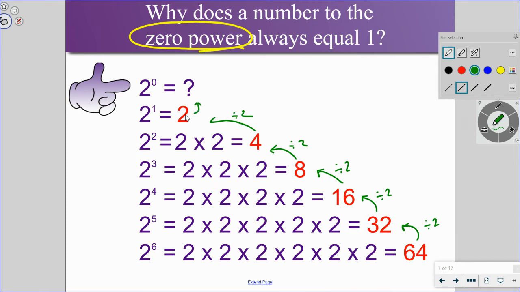And ladies and gents, what is 2 divided by 2? It is 1. Ladies and gents, 2 to the 0 power is 1. Does that only apply to 2? Well, no. As a matter of fact, it will apply to any number.